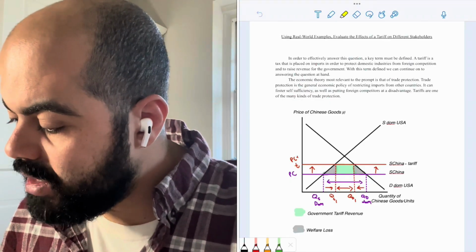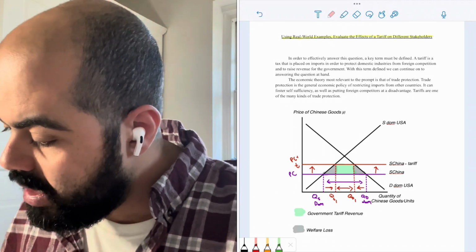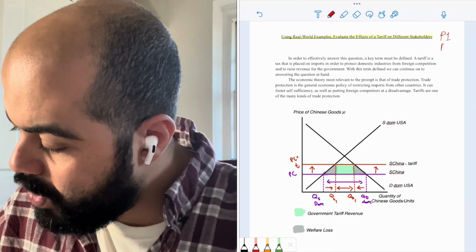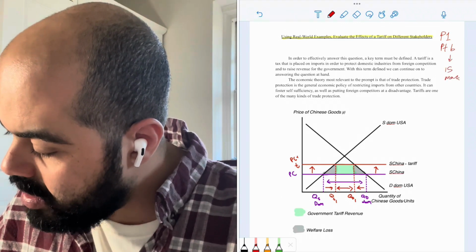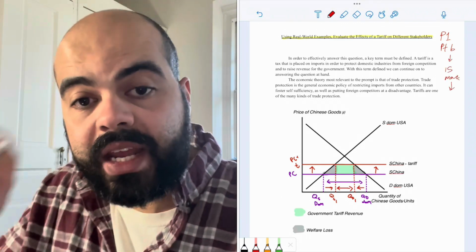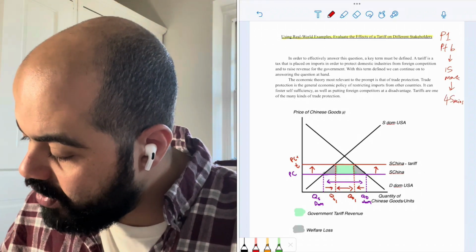All right, let's get started. So the question was, using real-world examples, evaluate the effects of a tariff on different stakeholders. Now, this is, as I said, a Paper 1 Part B, which means it's a 15-mark question. And ideally, if you're writing it by hand under exam conditions, it should be written in 45 minutes.